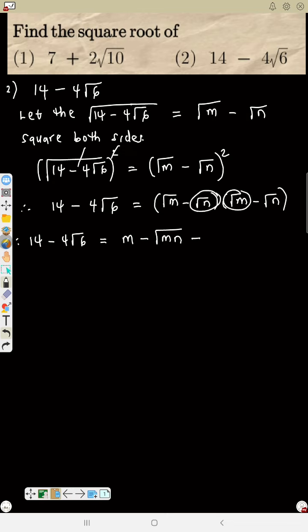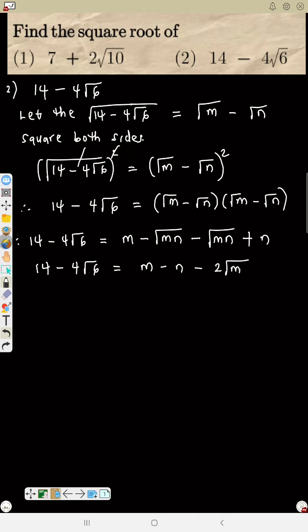Then root n times root m. We are expanding. That is root mn. Then plus root n times root n. That is n, because minus times minus is plus. So this is now 14 minus 4 root 6 is equal to m minus n minus 2 root mn. So that will be m plus n, minus 1 root mn minus 1 root mn is minus 2 roots mn. Compare both sides.